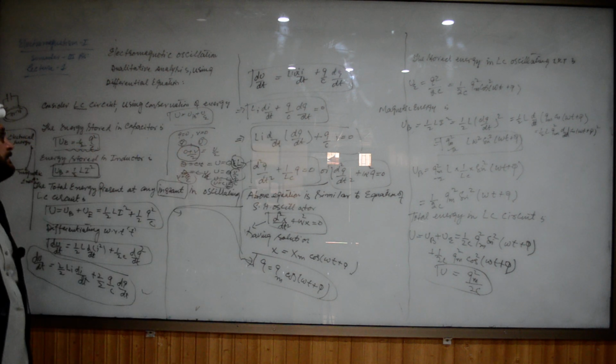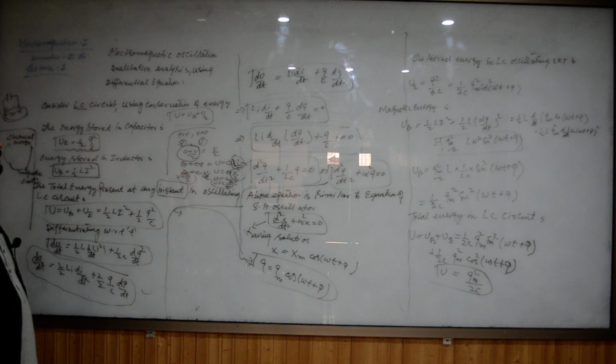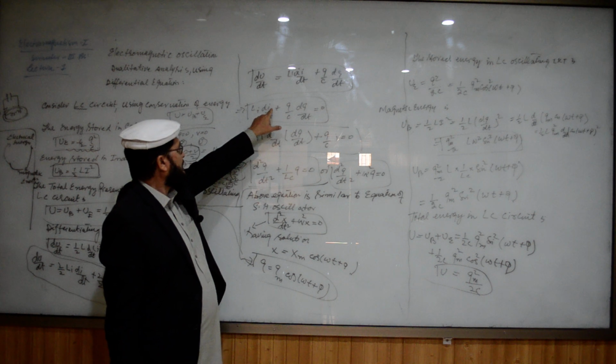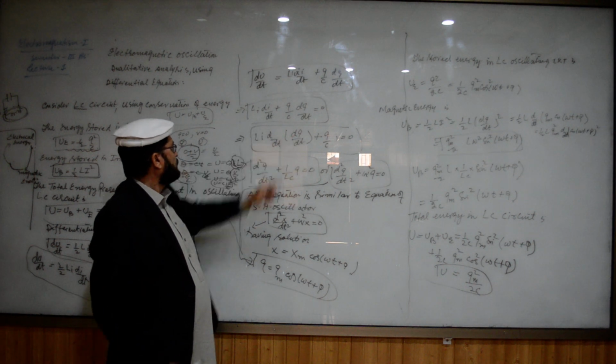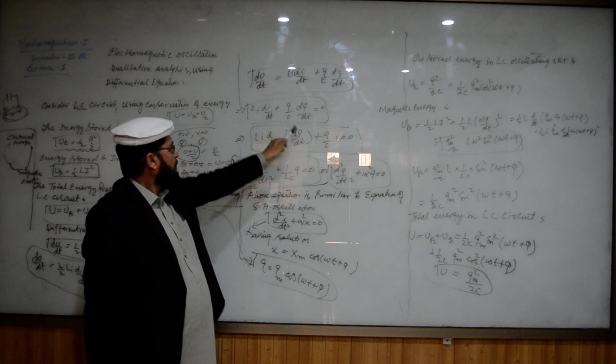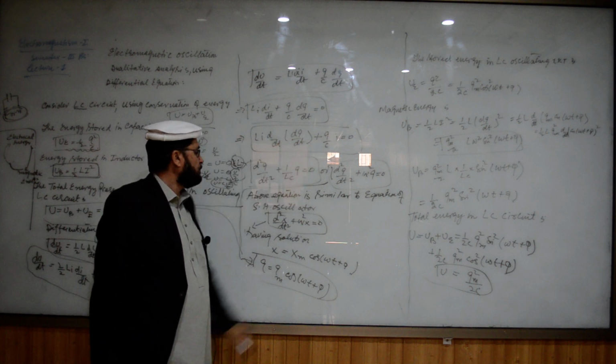Li di by dt plus Q by C dq by dt is equal to 0. You can write this equation also with I as dq by dt. So this is equal to Li d by dt of I, plus Q by C into I, is equal to 0.